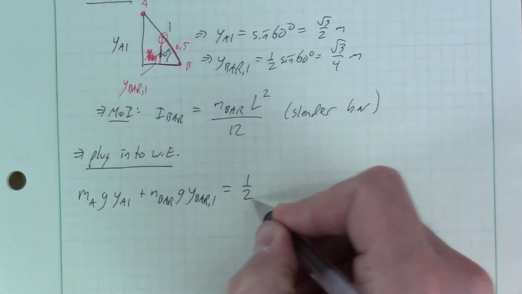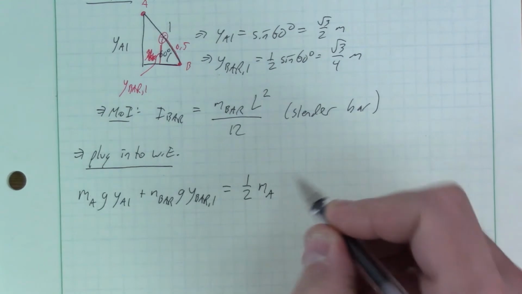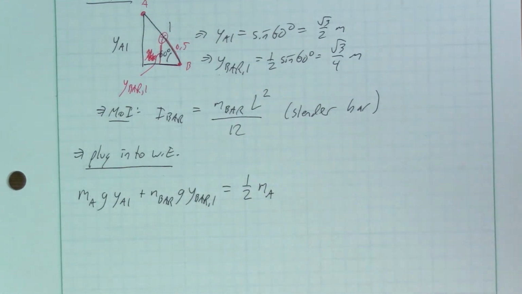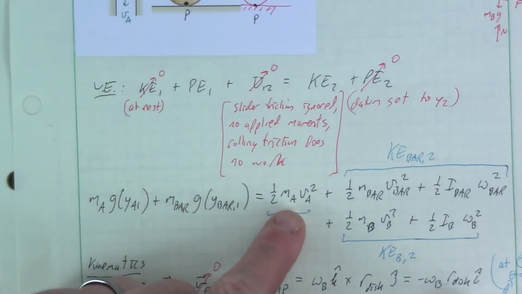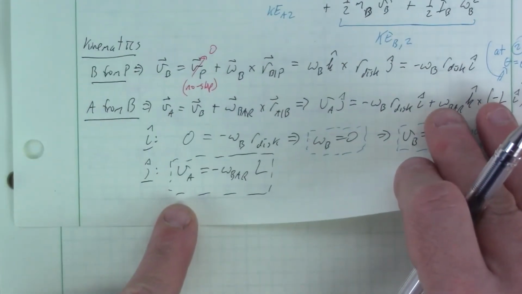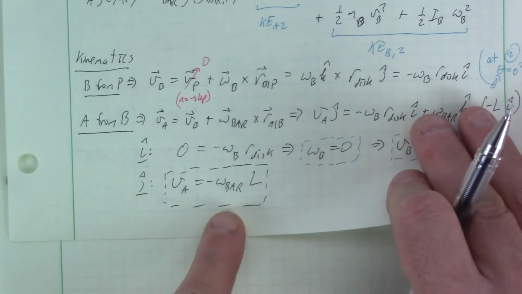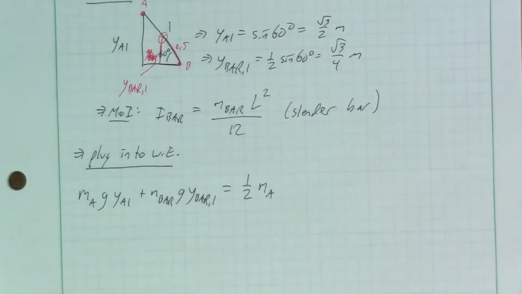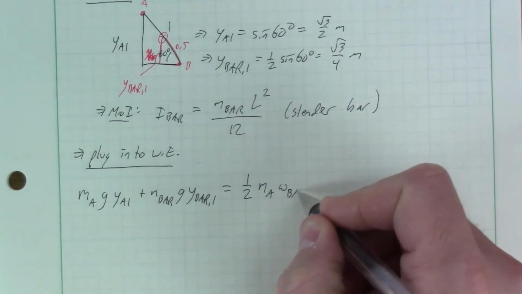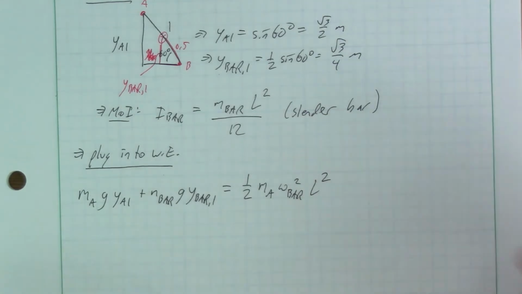equals 1/2 mass of A. Now, instead of v A, we now know that the velocity of A is omega bar L. So this is v A squared, so that'll just be omega bar squared L squared.